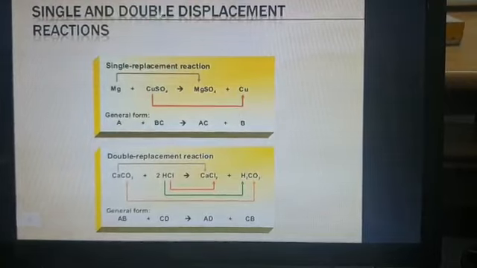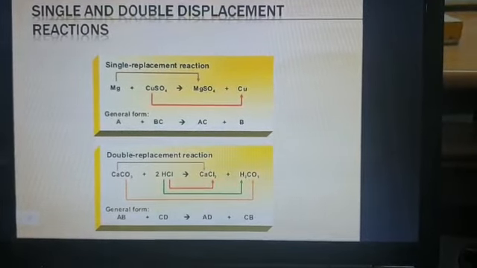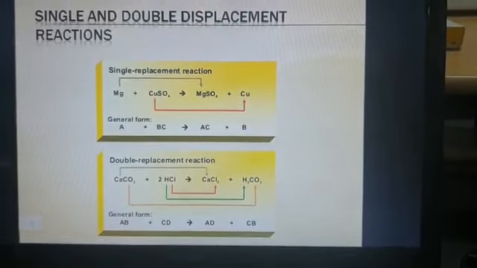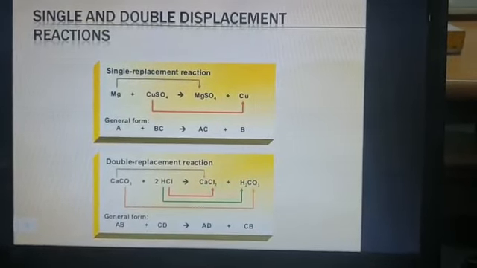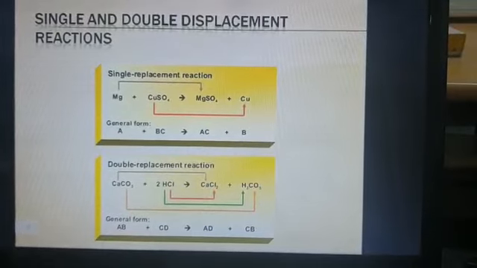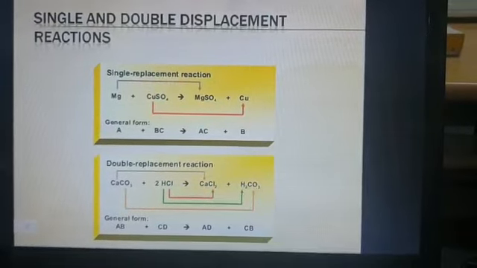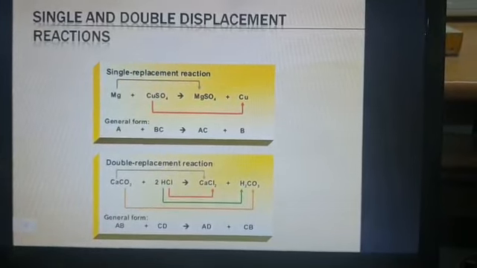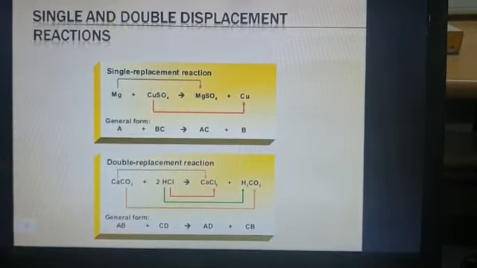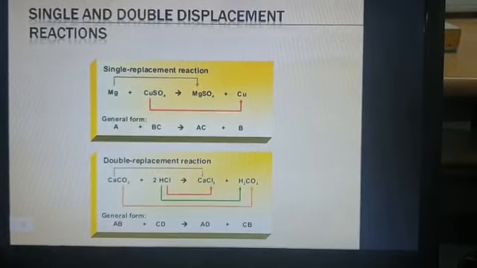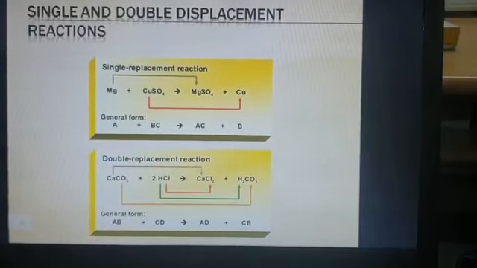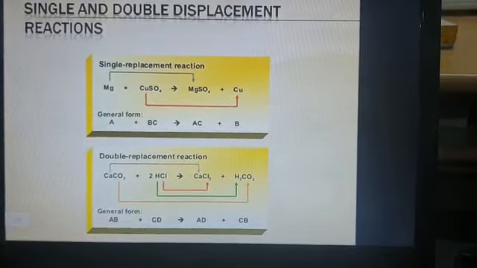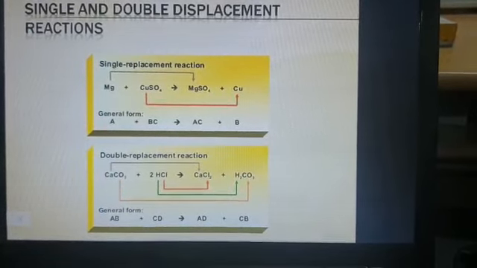See their examples. Single displacement reaction. First, magnesium plus copper sulfate gives us magnesium sulfate plus copper. Magnesium is more reactive than copper. So magnesium takes the place of copper and copper is separated out from its solution. So the product is magnesium sulfate, MgSO4, plus copper. This is an example of single displacement or single replacement.